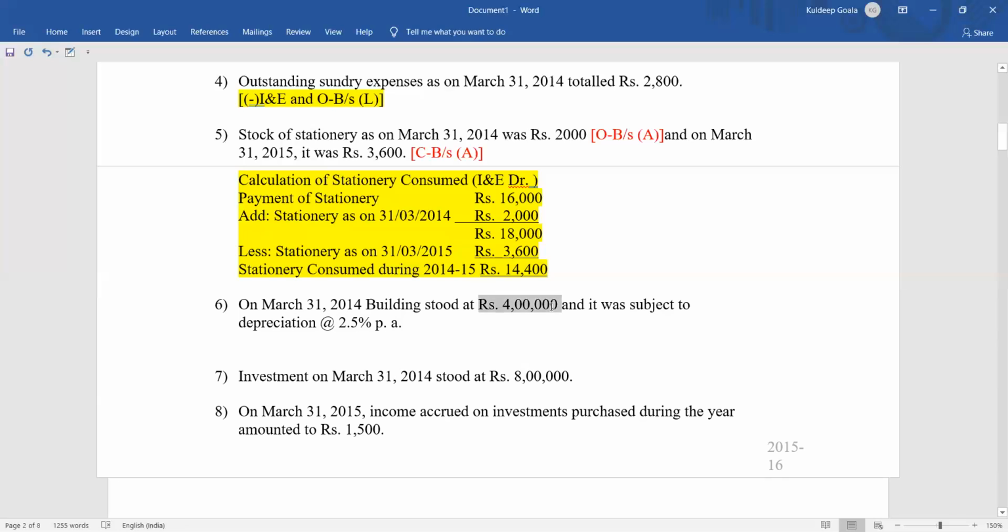It was subject to a depreciation of 2.5%, right? So first of all, there will be two treatments here, that is in the opening as well as closing. First of all, it will come in the opening balance sheet, asset side. And again, it will come in the income and expenditure account. First of all, there are three treatments there. Once it comes in the opening balance sheet asset side, then it will come in the income and expenditure account.